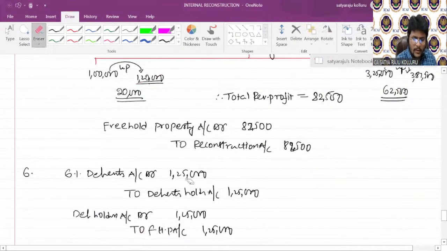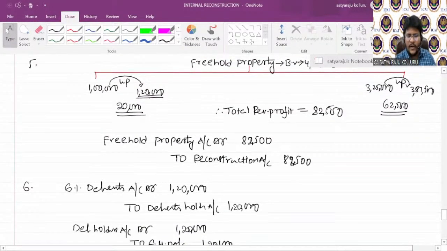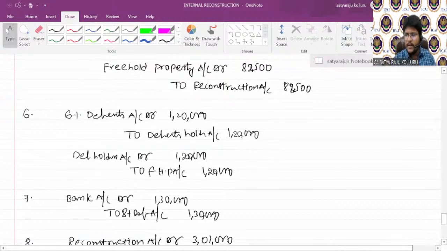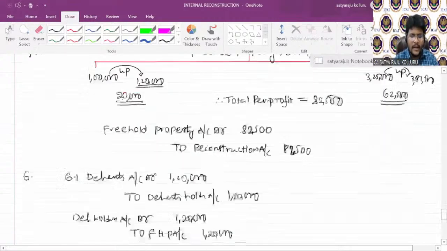Okay. Now then 6 percent debentures, 1,20,000. Here also 1,20,000. Debenture holders to freehold property is simply 1,20,000. Okay, am I right? So now I rectified everything. You are right? Tell me, guys. Okay. Now that means earlier 5,000 excess I considered. Now I can reduce the 5,000. Now I got 5,35,000 under the reconstruction account.